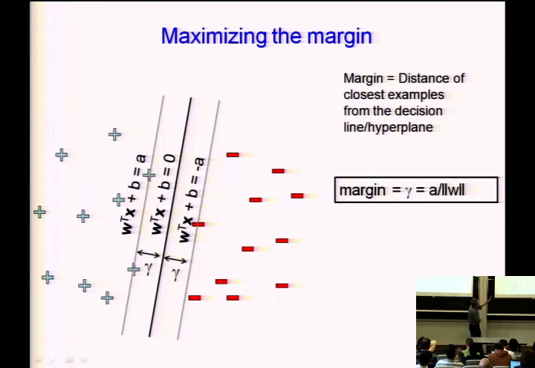And let's suppose, since this is a linear function, of course, there will be some constant, let's call it a, for which at these points, wx plus b will be a. And of course, for these, it'll be minus a, because it is a linear function. Okay. So it says over here in the box that we can express this distance, gamma, as a divided by the magnitude of our weight vector w.